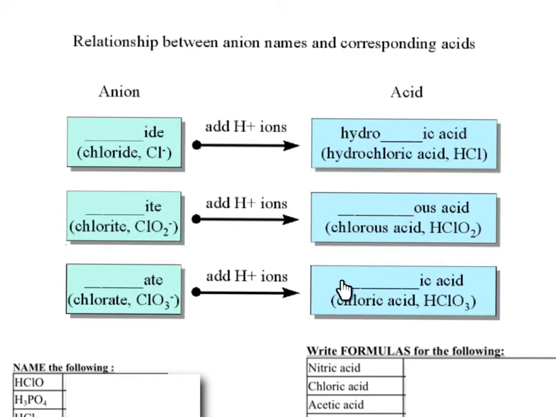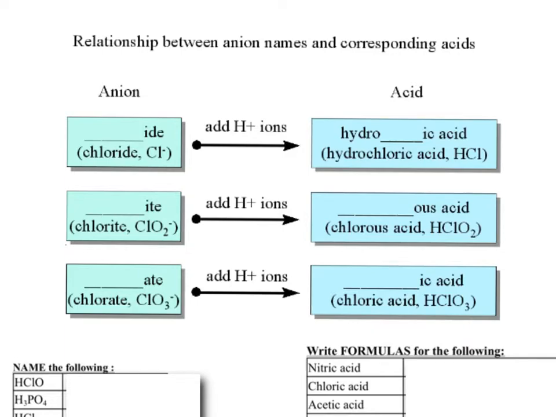Notice there's no hydro in the front here. We only use hydro if it's an ide anion. So chlorate, when that ion is paired with hydrogen ions, becomes chloric acid. And I know it's an acid because it starts with hydrogen. Not hydrochloric acid, that's only with the chloride ion, but chloric acid, that's with the ate.